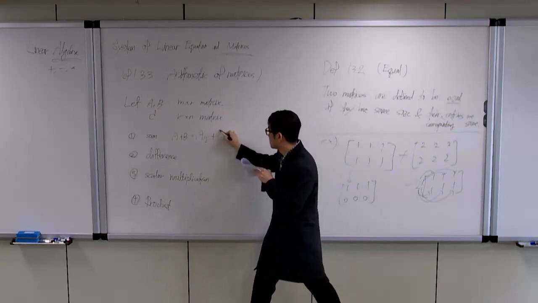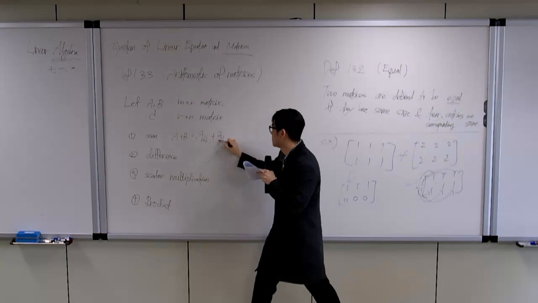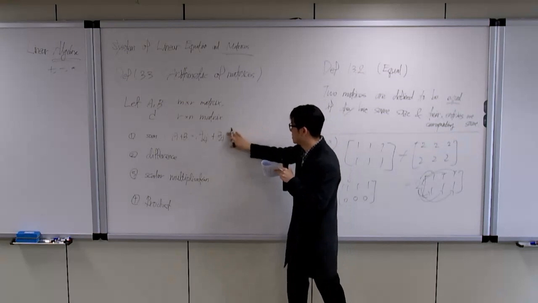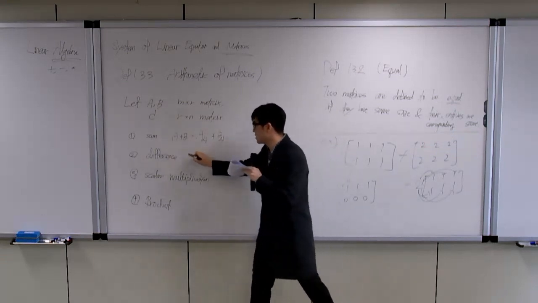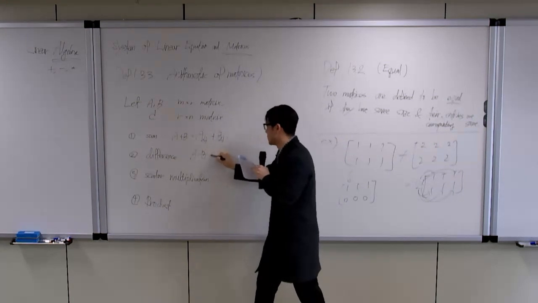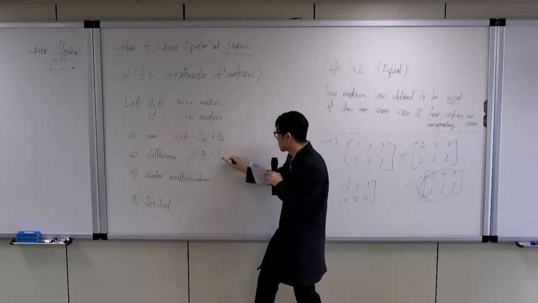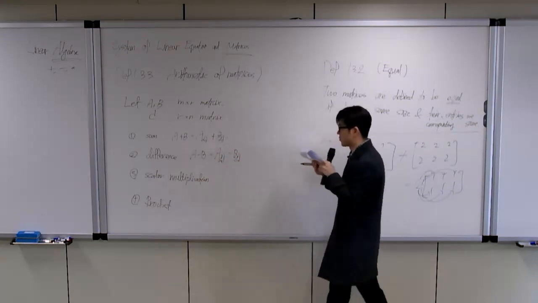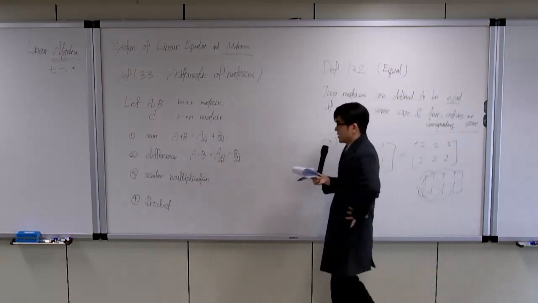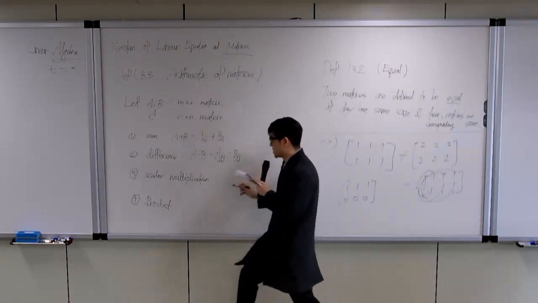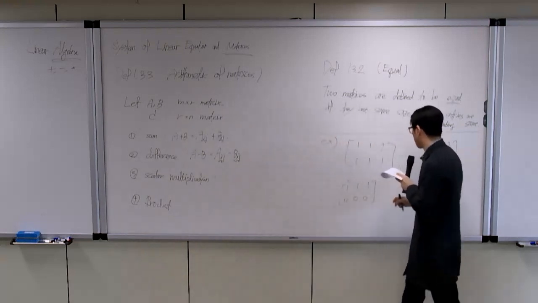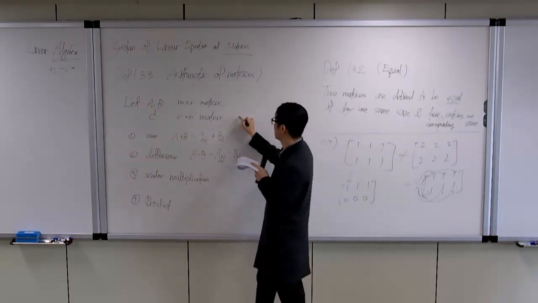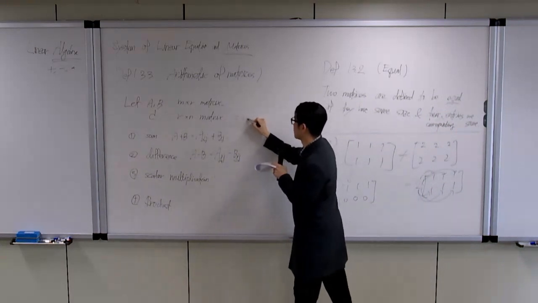So each corresponding entries, the summation is A plus B, and similarly we will define subtraction, right, for corresponding entries. And scalar multiplication is similar to this, so we need a scalar.